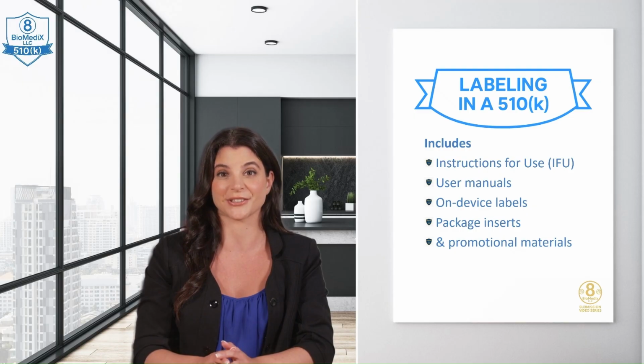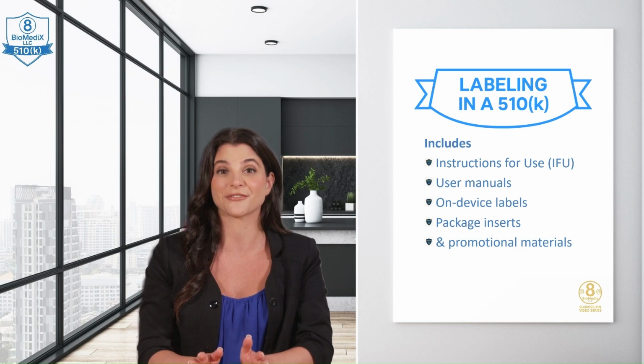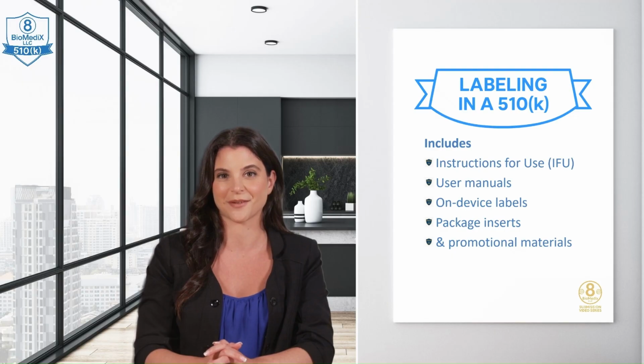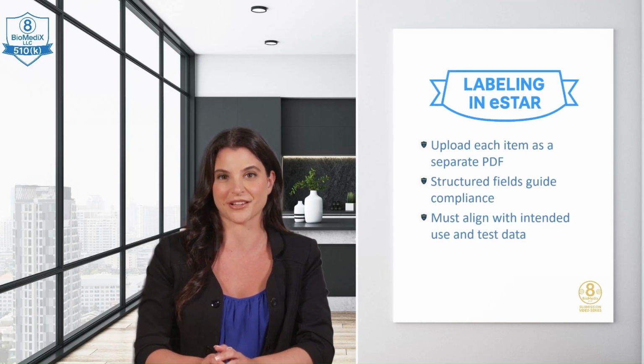Labeling in a 510K goes far beyond just the product box. It includes instructions for use, IFU, user manuals, on-device labels, package inserts, and promotional materials. eSTAR breaks this down into structured sections, each with clear upload prompts. You'll typically prepare each labeling component, like your IFU or product packaging, as standalone PDFs and upload them into the matching section. Labeling must be consistent with your device's intended use, technical description, and test data. That's where eSTAR helps. By separating inputs, it ensures all parts align without contradictions.